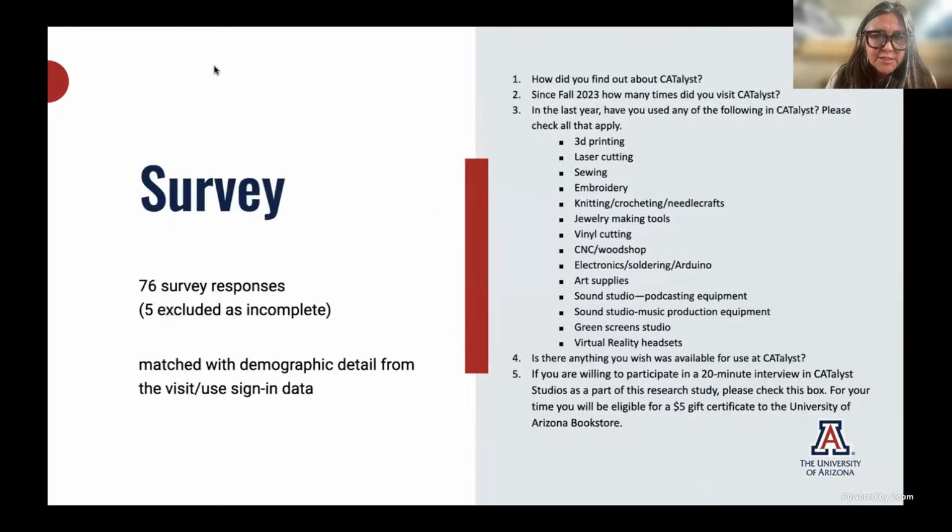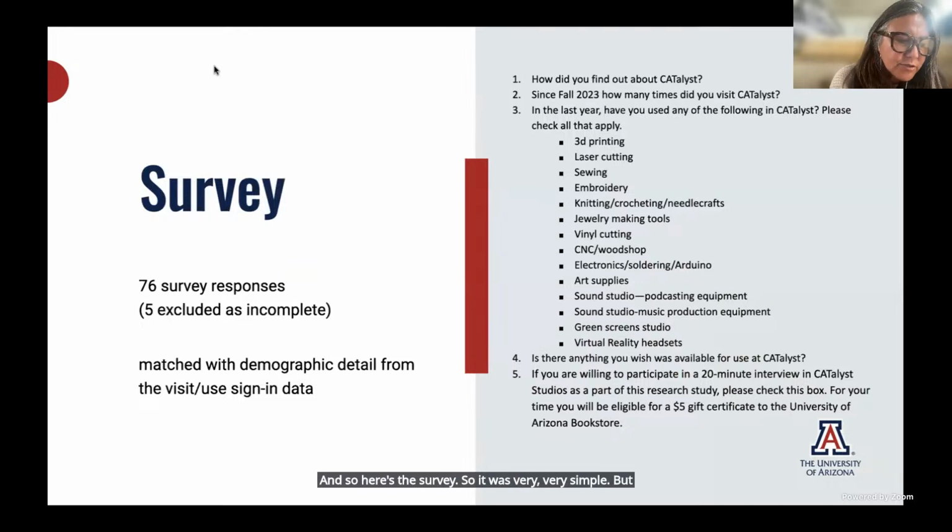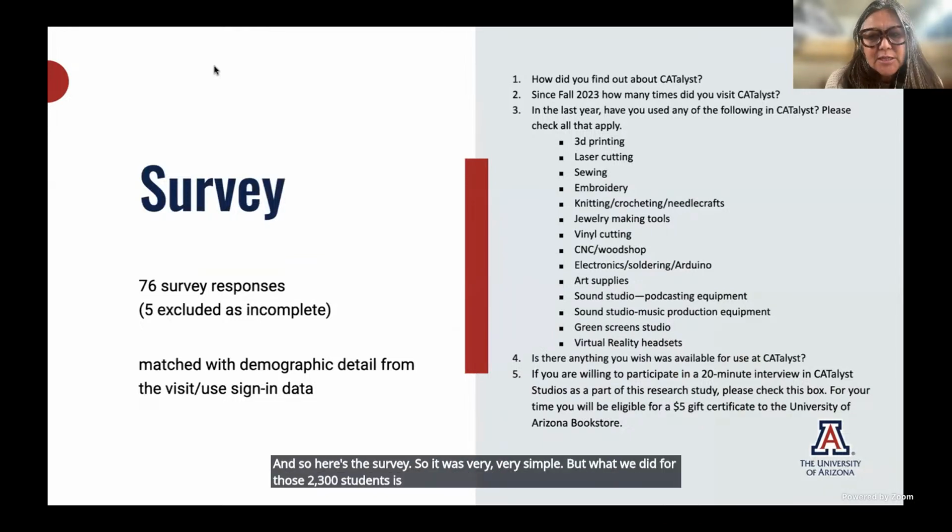And so here's the survey. It was very, very simple. But what we did for those 2,300 students is we generated a unique link and sent that to them. So we were able to pull their demographic data, and then when they replied to the survey, we could anonymously match that and de-identify their answers. And then the last question we asked them was if they would participate in a 20-minute interview with me.